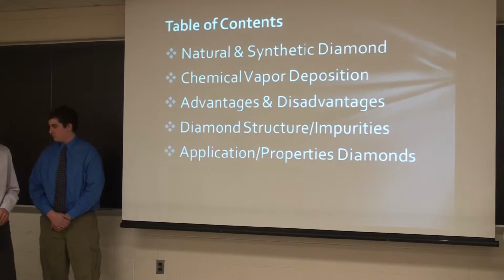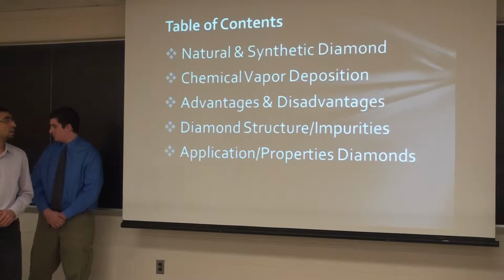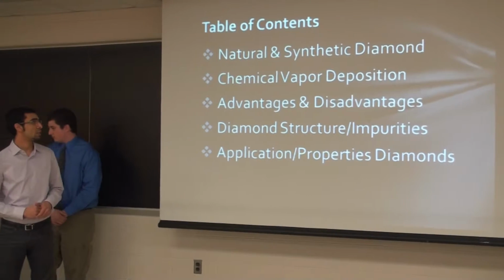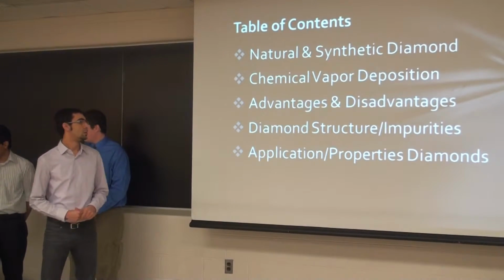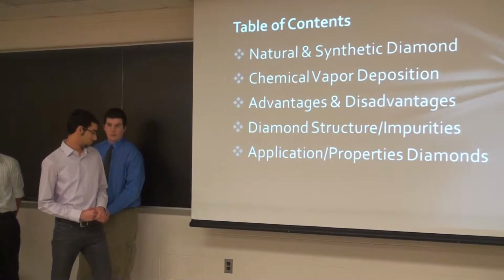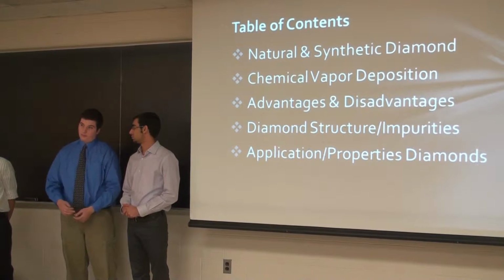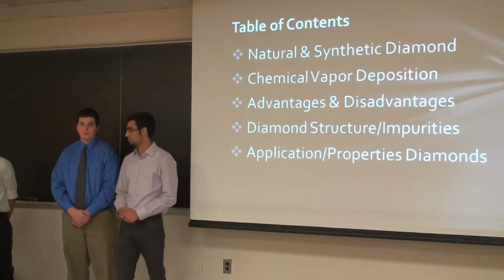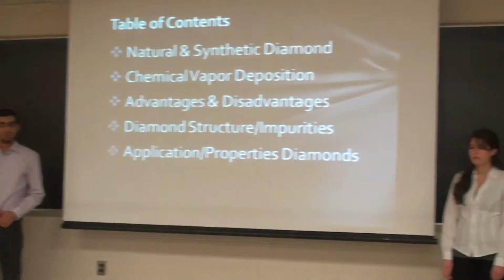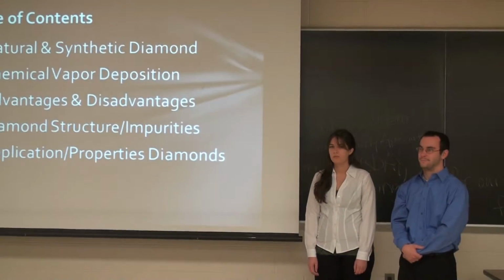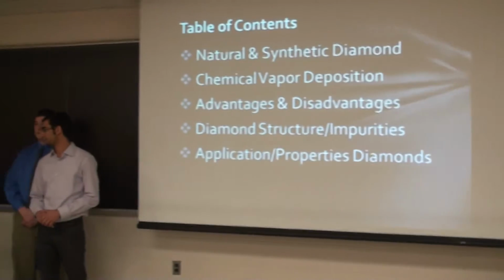So here's an overview of what we're going to be talking about today. I'm going to start with the natural and synthetic diamond. Then I'm going to talk about chemical vapor deposition. I'm going to talk about the advantages and disadvantages of different processes. I will be explaining the diamond structures and its impurities. And I'll be talking about the application and properties of them.